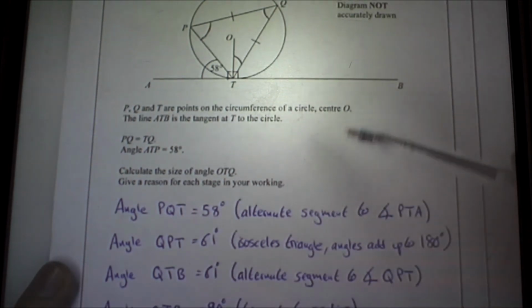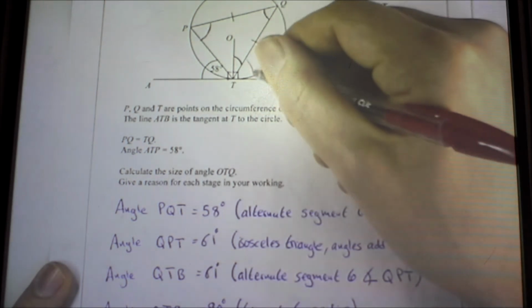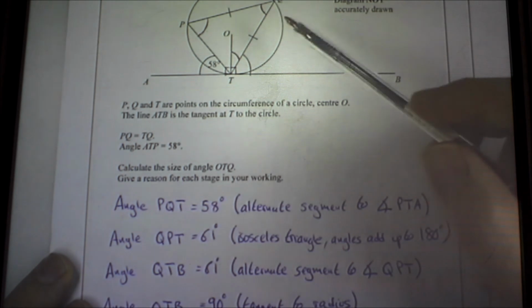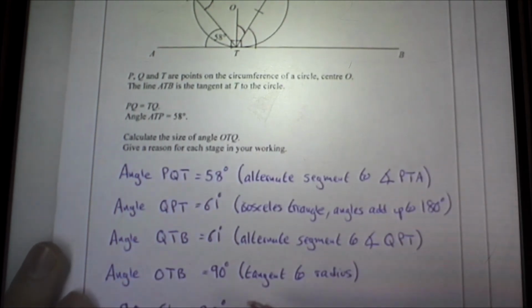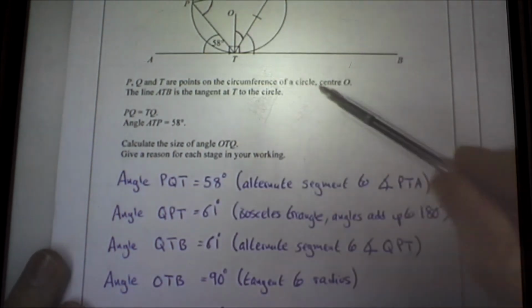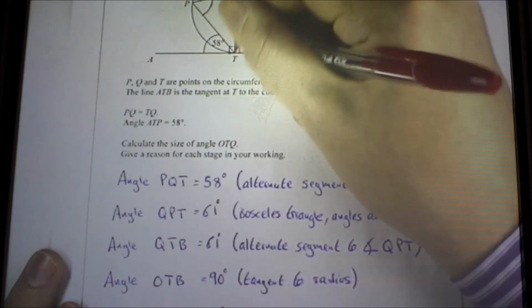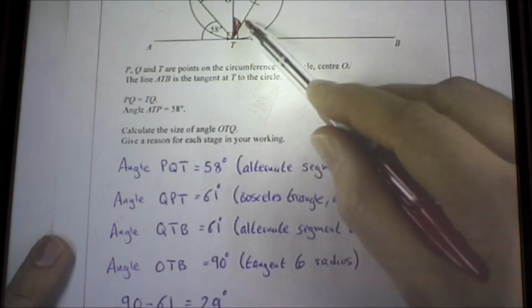Angle QTB, again, that's an alternate segment to the one we just worked out, so it's 61 as well. Angle OTB is a right angle as discussed, because it's a tangent to a radius. So that angle in there, which I'll just shade in to make it clear, that's what we're looking for. So you do 90, take away 61, which is this one here, of course, is 29. So it is 29 degrees.